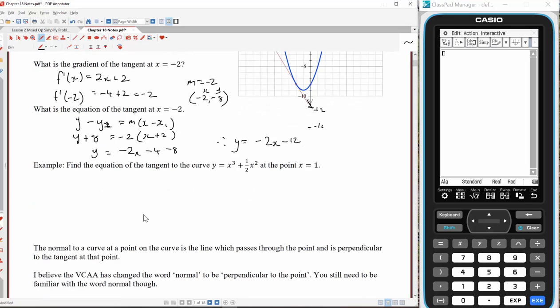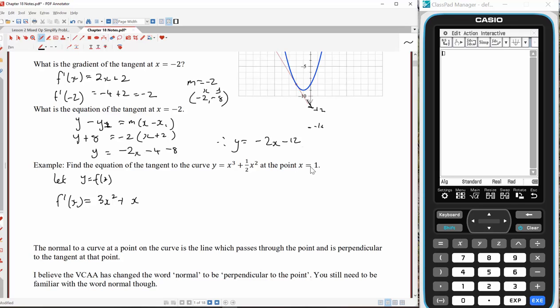All right. Find the equation of the tangent to the curve y equals that at the point x equals 1. Usually I like to work in function notation. So we'll say let y equal f of x. So we're going to change the definition of that to be f of x. And what we'll do is find the gradient of the tangent at x equals 1. So let's get our gradient function. That's 3x squared plus 2 times a half is 1. Drop that power down by 1 and it's x.